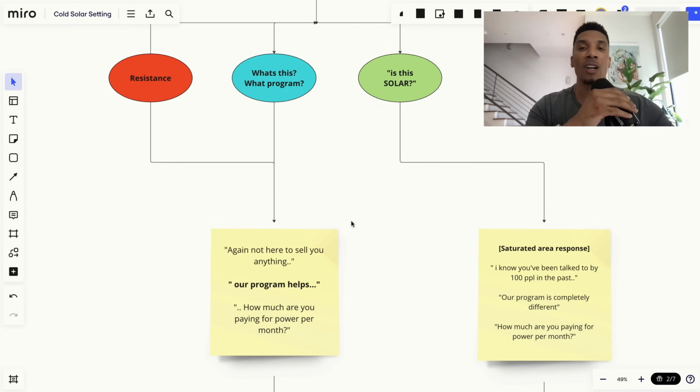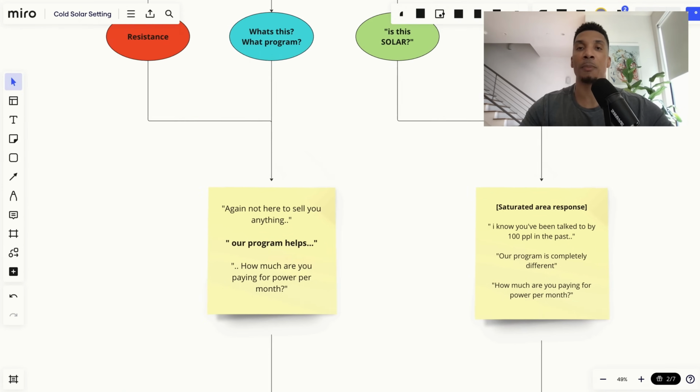So we want to gain call control no matter what the homeowner says. And the way that we gain call control and keep call control is by being the one asking the questions more often at this part of the call, right? Which is why no matter what they say, we're ending both responses with, "But you might not be a great fit. By the way, how much are you typically paying for power per month?"